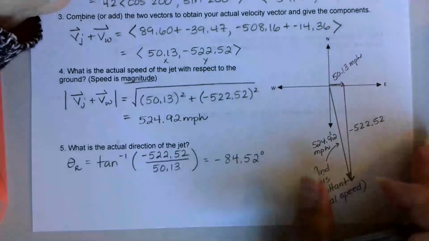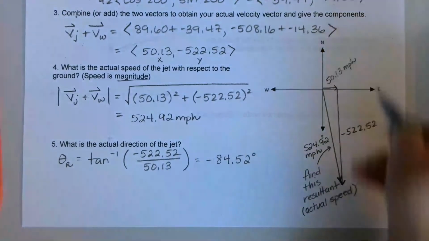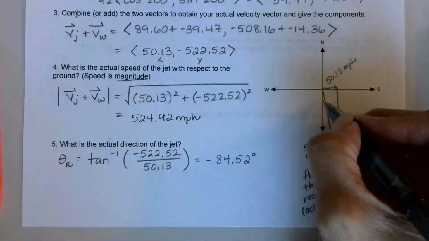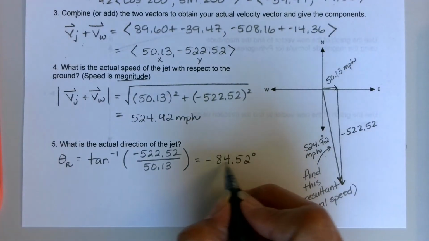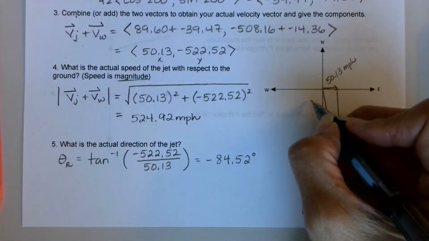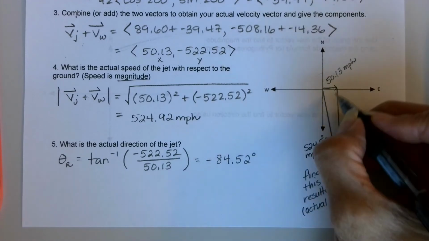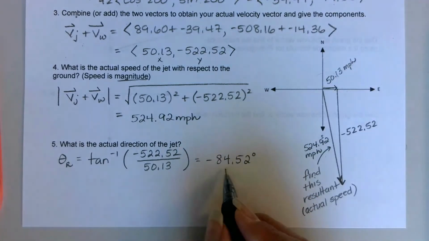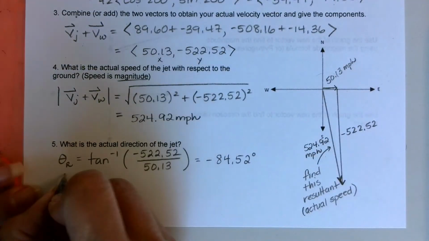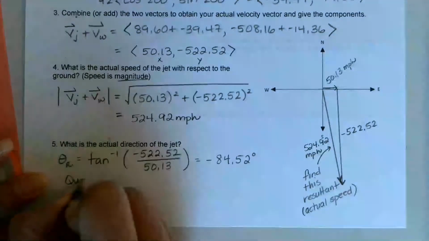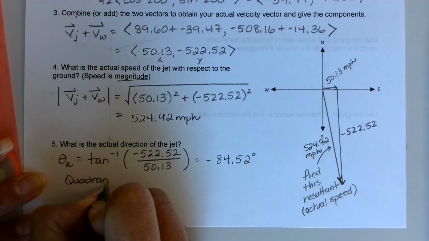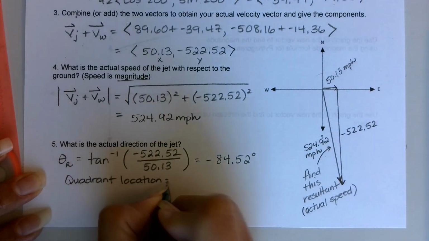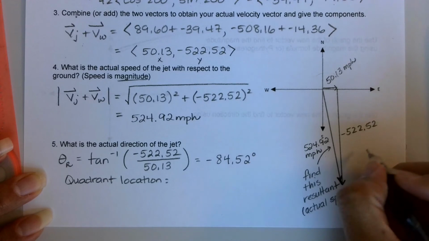That's not our direction angle, because remember, our direction angle has to come from standard position and rotate. This angle was this distance right here, starting from here, negative, rotating to the left. So what do we do? Quadrant location is important. We are located currently in quadrant 4.